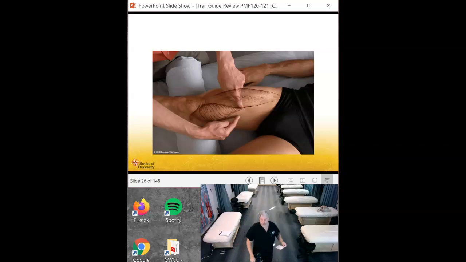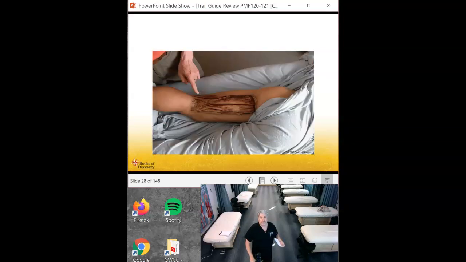Thank you, sir. Miss Dimitruk. Yes, Miss Dimitruk, what muscle group is this? This is the hamstring muscle group. Yes. How many hamstrings are there? 3. Good. What are their names?